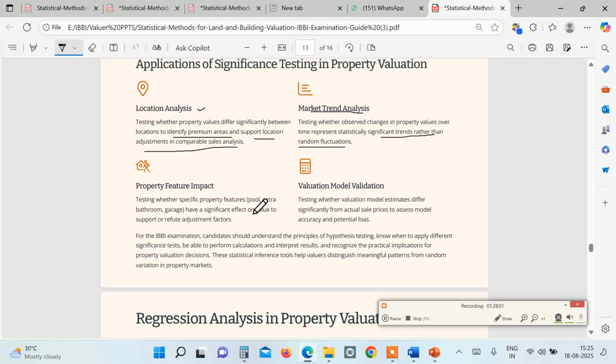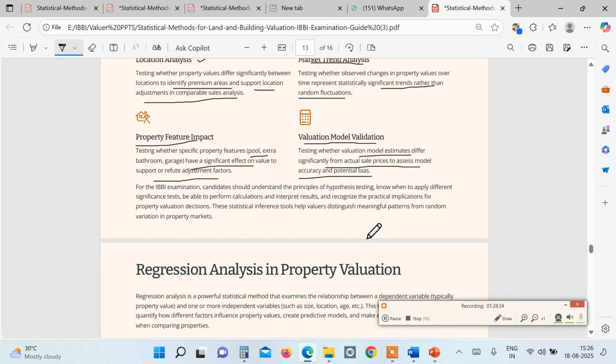And property feature impact, testing whether subject property features, like a pool, extra bedroom or garage, have a significant effect on the property value, to support or refute adjustment factors. And for valuation model validation, testing whether the valuation model estimates differ significantly from the actual sale prices to assess model accuracy and potential bias. So for example, for the IBBI examination, candidates must understand the principles of hypothesis testing.